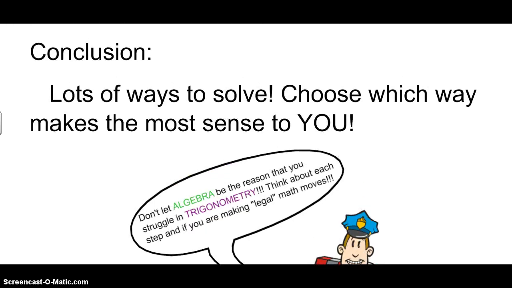In conclusion, there's a lot of ways to solve. Choose which way you like the best. Alright? If you decide to substitute with a Pythagorean identity instead of dividing to make it into a tangent, like we did on a previous problem, that's fine. Your set of angle answers will come out the same as the way mine come out. Keep in mind that all of your answers are on your unit circle. They are all there somewhere. You've just got to know where you're looking.